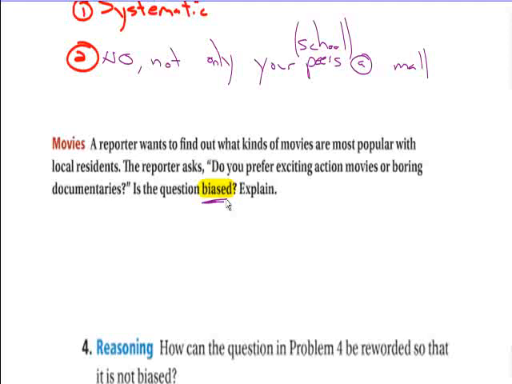Okay, obviously as a baseball coach, I have a bias that I like baseball. But I try and be open-minded to it, and I won't push you into anything. But here, what is the reporter trying to push the sample size into saying?